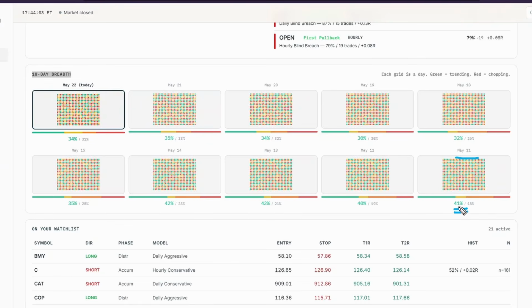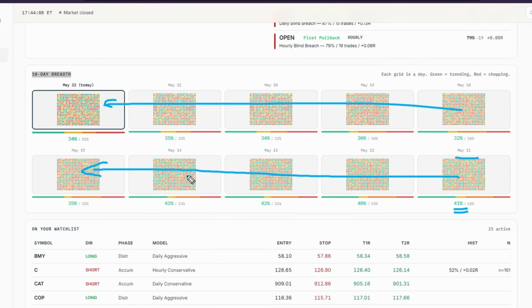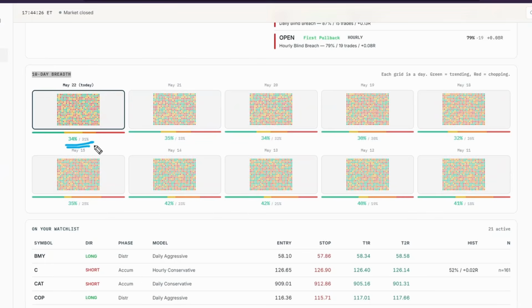Now take a look to see what's happened to this bullish strength over the past 10 days. You'll see that that breadth has decreased. Very clear, very easy to see. 41% down to 40, fluctuated a little bit, and now we're currently at 34%. So on May 11th, we were at 41% with the bulls very clearly leading the way, 41 versus 18. Now we're seeing 34 versus 31%.